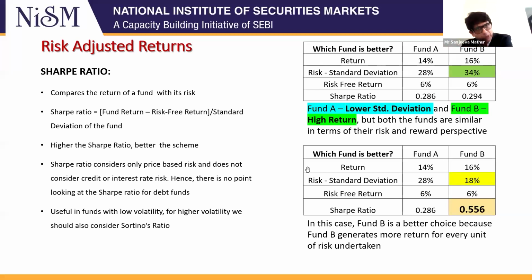We have mentioned a few examples also here. You can have a look. It's available in the market also. With low volatility or high volatility, we should always consider Sortino. Why I said Sortino? We'll come to this.